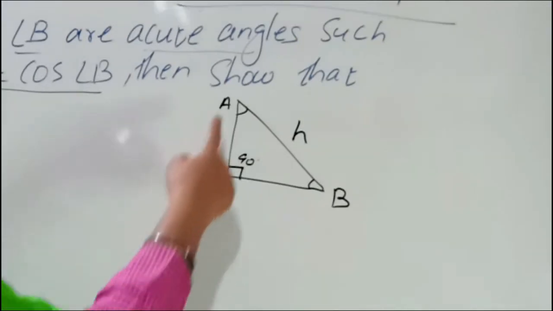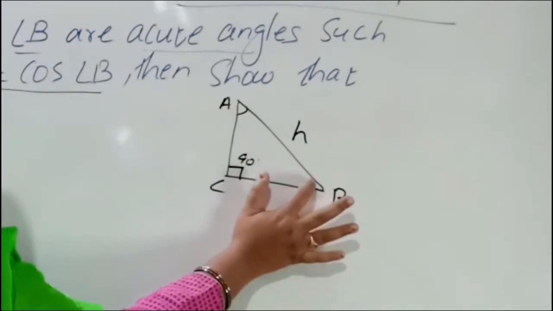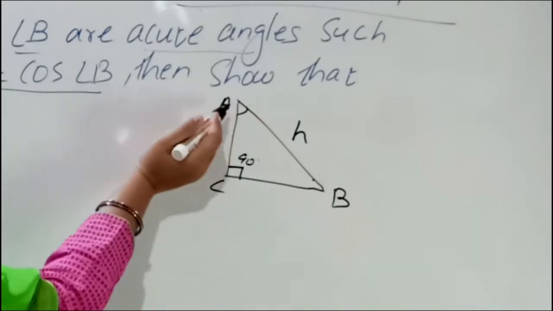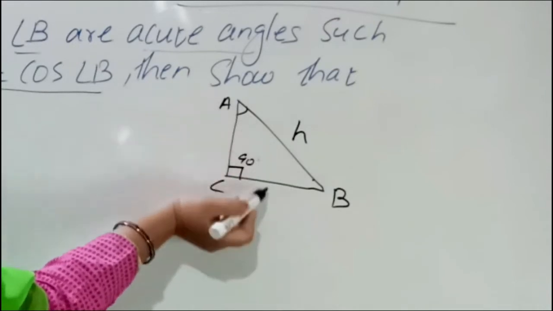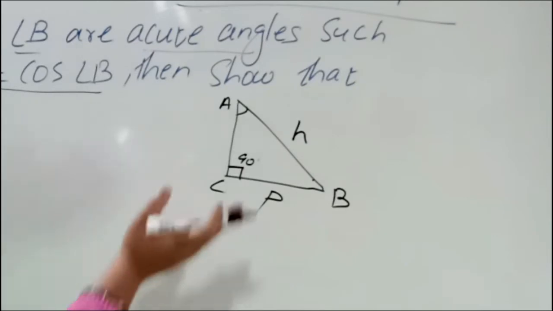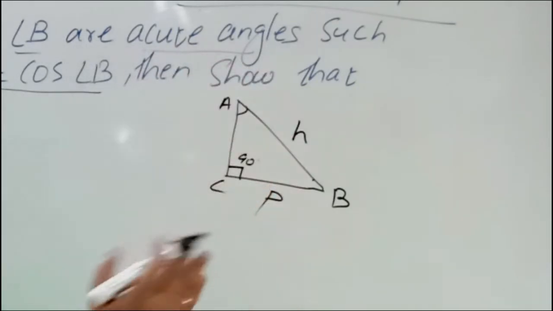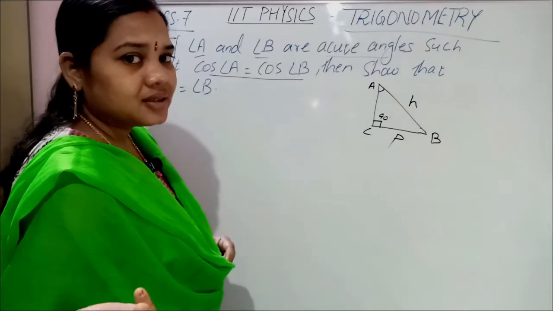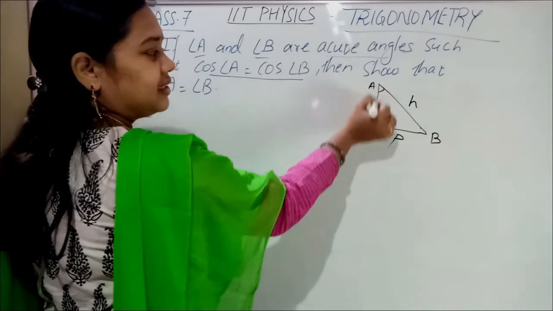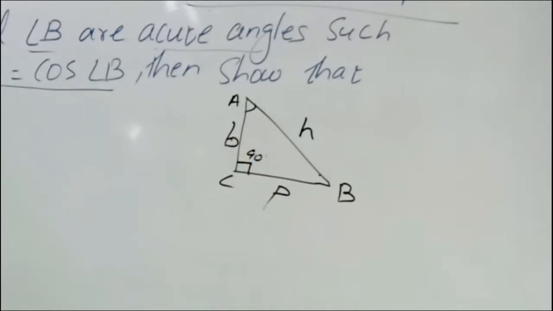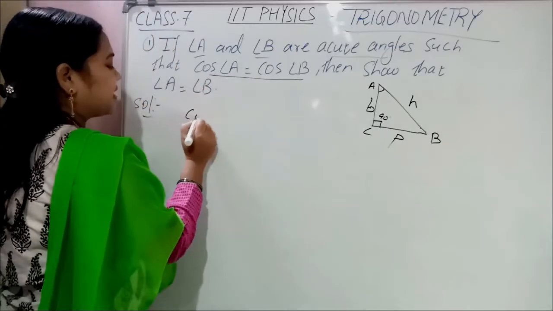So if you consider angle A as the angle of reference, then the side opposite to the angle of reference will be the perpendicular, is it or not? The side which is opposite to the angle of reference will always be the perpendicular, and the side which is adjacent to the angle of reference, that will be the base. So this is base and this is perpendicular. Clear?